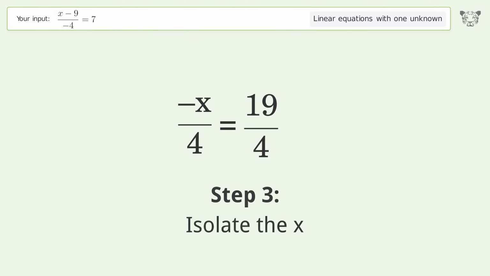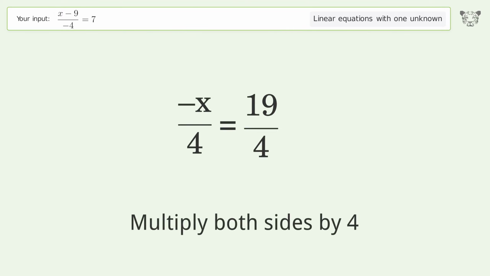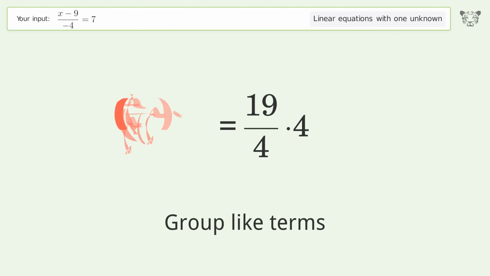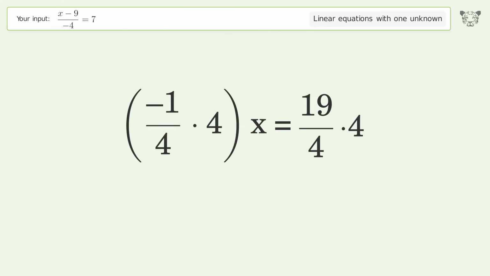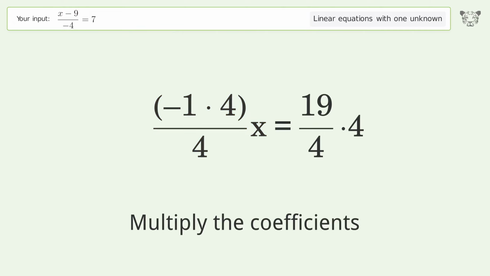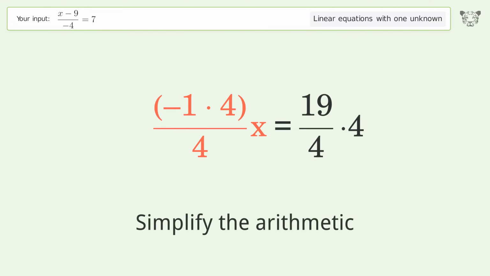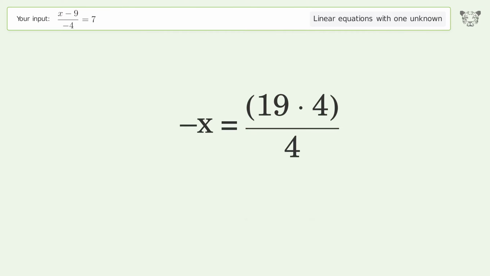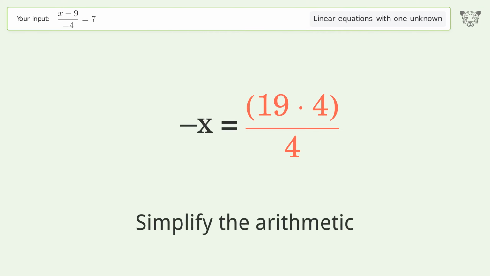Isolate the x. Multiply both sides by 4. Group like terms. Multiply the coefficients. Simplify the arithmetic. Multiply the fractions. Simplify the arithmetic.